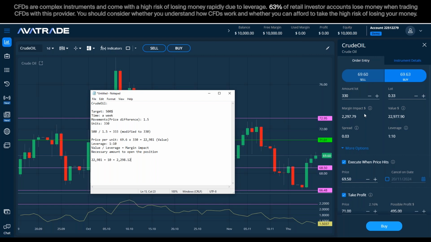The following step that we took was to ensure that we can take the position, and we saw that the margin requirement to take this position is 2,297 and not 22,977, which we would have needed if we didn't use the leverage.